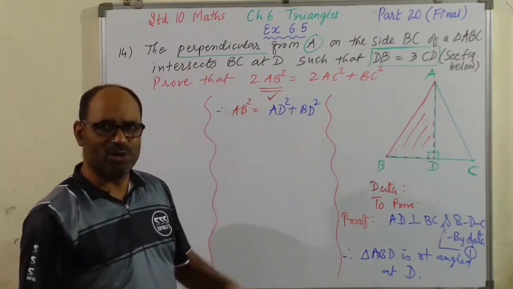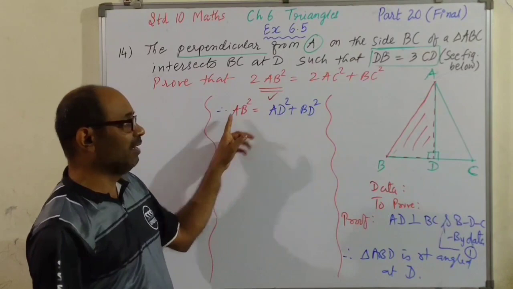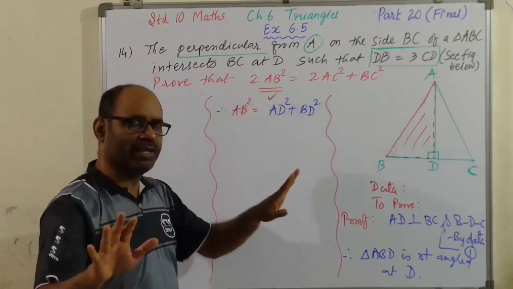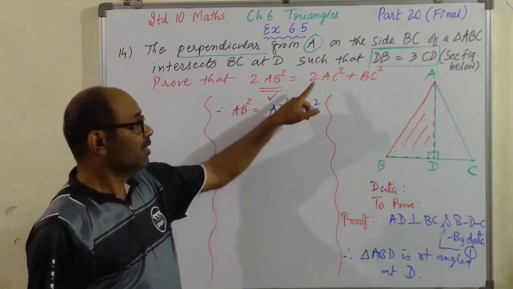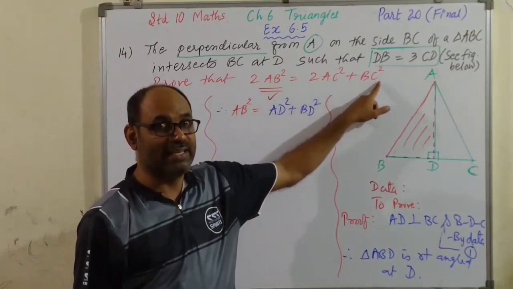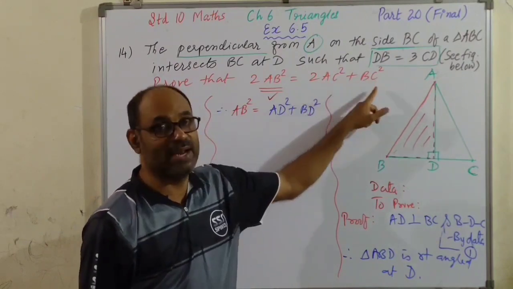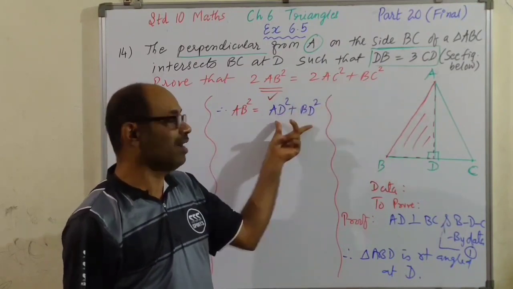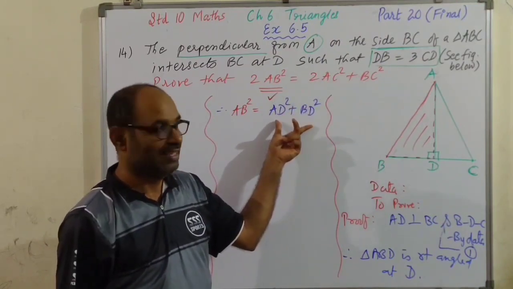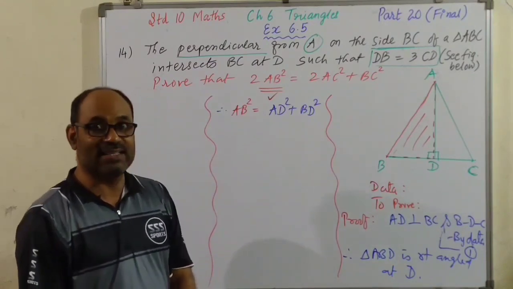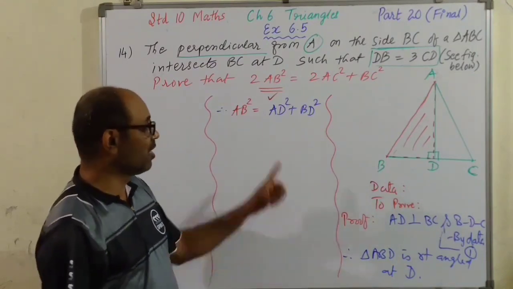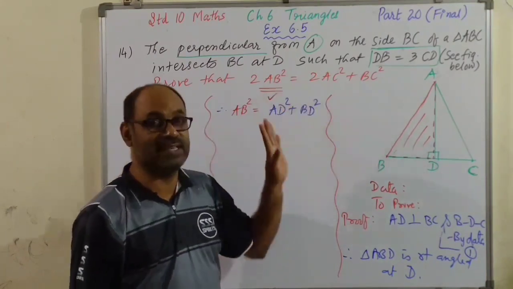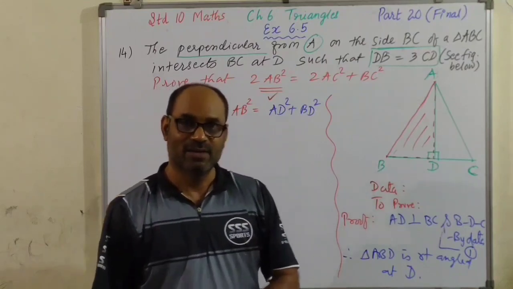I can add AB square on both sides, children, if I want. Or I can multiply by 2 on both sides to get 2 times AB square. But that is a far-off matter, we'll think about it later. Now see, what we want on the right hand side are AC square and BC square. And AC square and BC square are nowhere to be seen on the right hand side, right? So what to do? Children, I have to transform AD square and BD square into AC square and BC square.